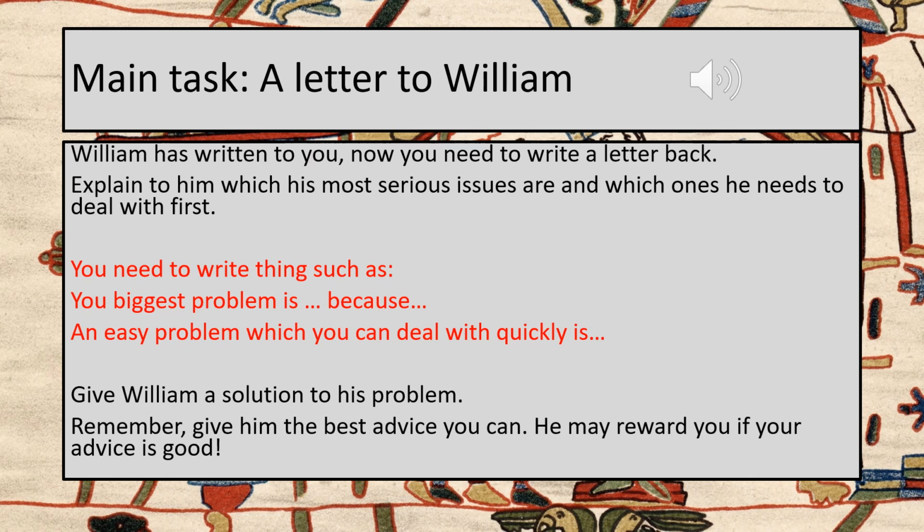You need to pick which problem out of the 4 that we have looked at is the most serious and needs to be dealt with immediately. Once you have told William which problem is worse, give him a solution. Tell him how he can fix this. Remember, give him the best advice you can. He may reward you if your advice is good.